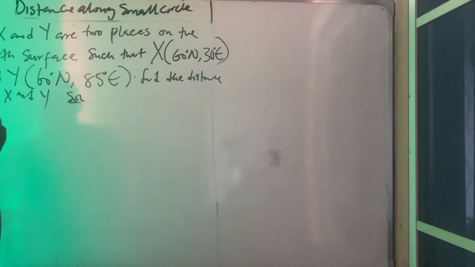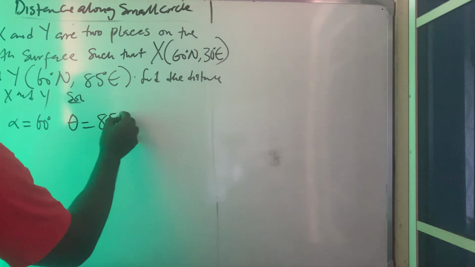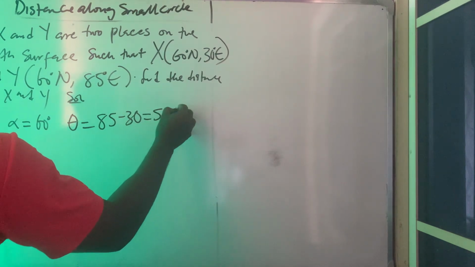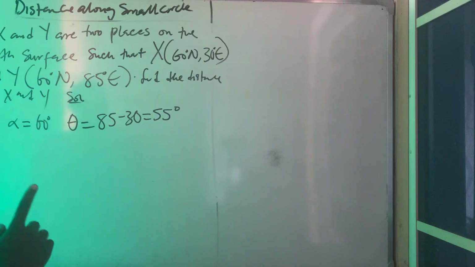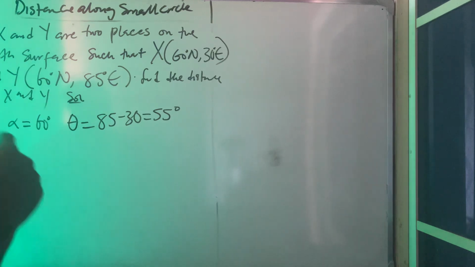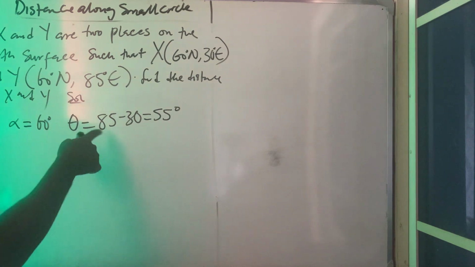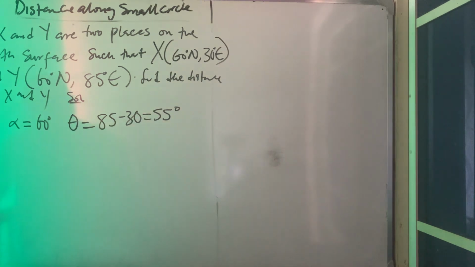So now our alpha is 60 degrees, the one that is common, like I told you. Then our theta is gotten from the remaining one, and they are east. So I will subtract 85 minus 30, which gives 55 degrees. If you like, you can try drawing it. But if you look at this, the one they have in common is the latitude. Since they have the latitude in common, this is distance on a small circle. And this is called the sectorial angle between them, according to what they asked there.